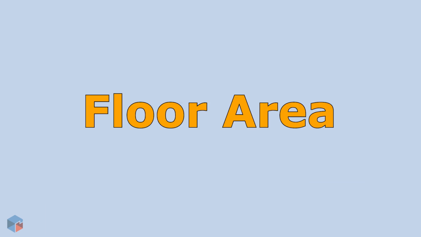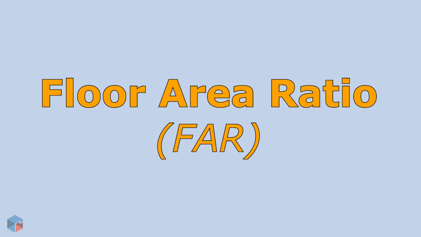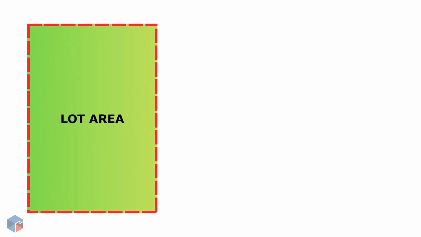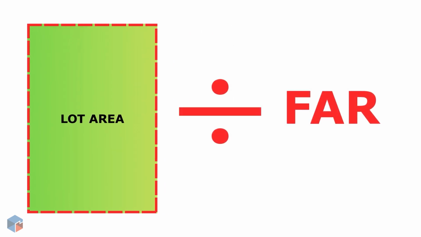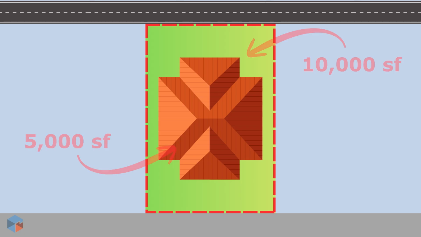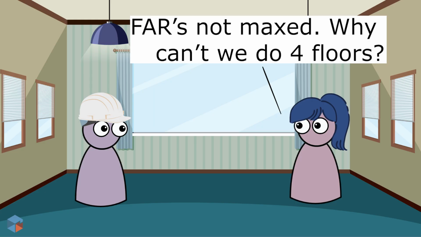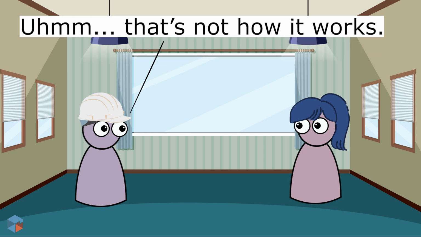Next is the floor area, and more specifically, floor area ratio, or FAR. In Vancouver, this is called floor space ratio, or FSR. Same idea. You divide the total area of your building by the lot size. So if your building is 5,000 square feet on a 10,000 square foot lot, your FAR is 0.5. This helps regulate how much total space you can build, but doesn't control the shape of the building.